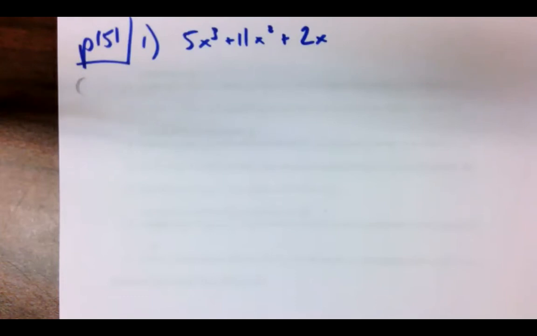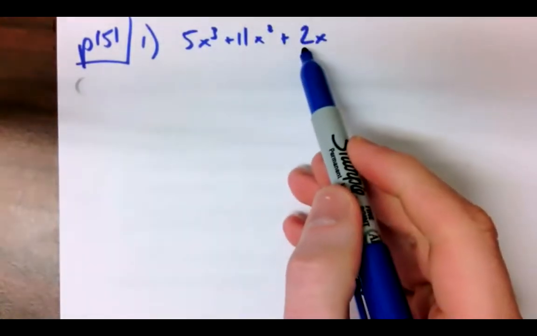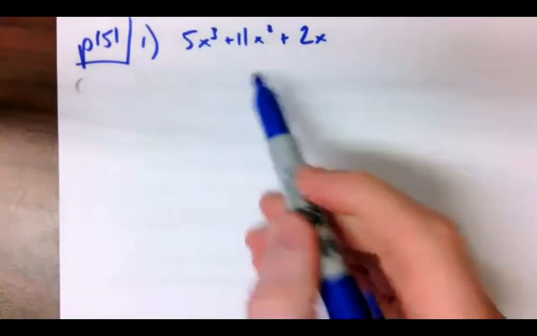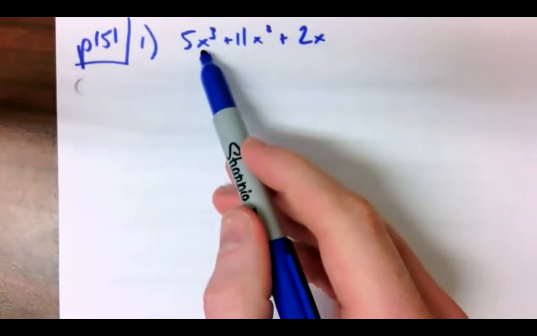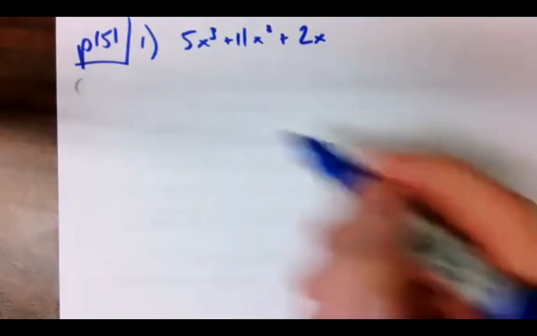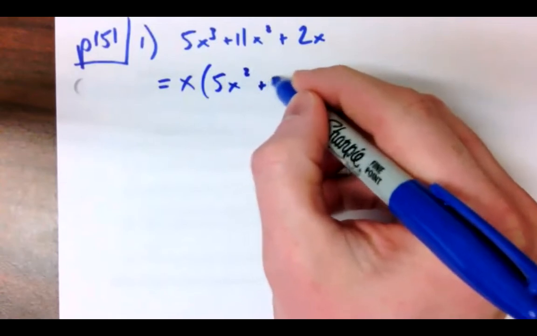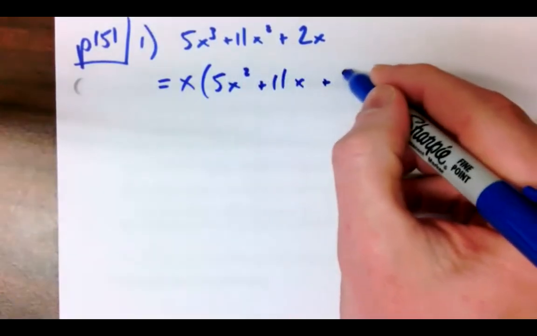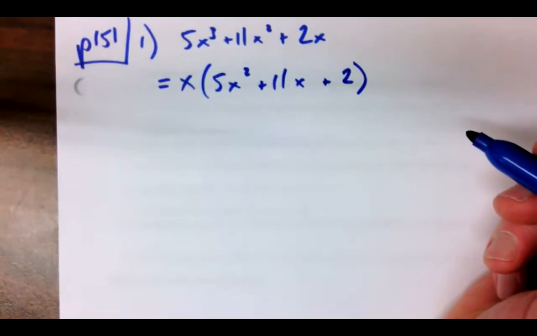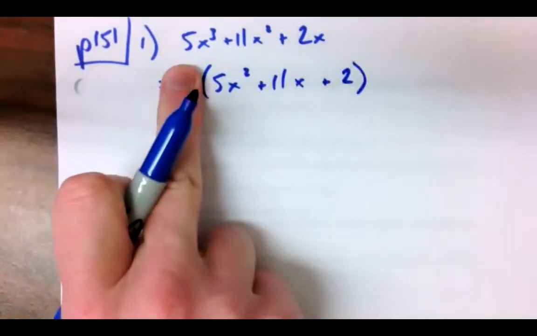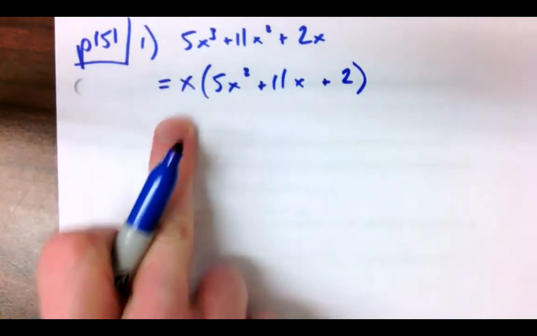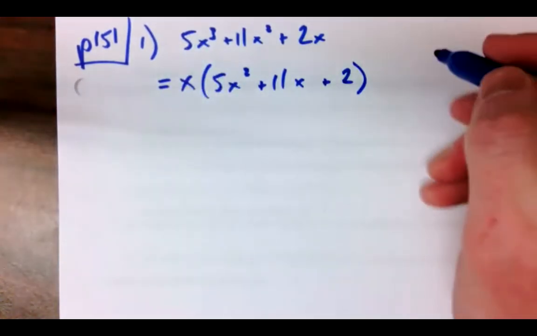All right. Make my screen bigger. Page 151 says 5x cubed plus 11x squared plus 2x. So first of all, we have a 2 and then 2 odd numbers, so we can't take a number out. But notice there's an extra x in every single one. So we can take the x out. So that equals x times 5x squared plus 11x plus 2. And then you ignore that x and just keep going. That'll just come along for the ride. It'll stick on it like a barnacle.